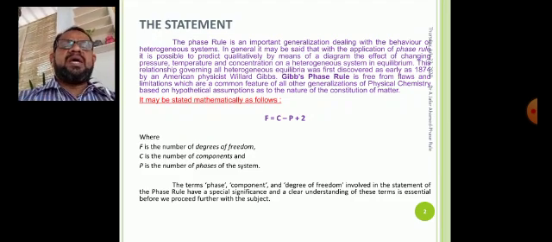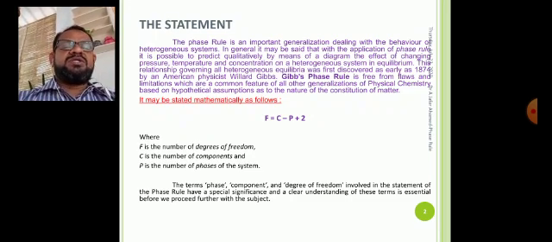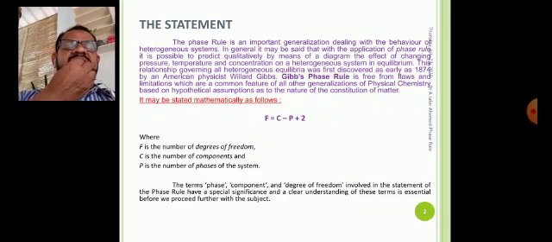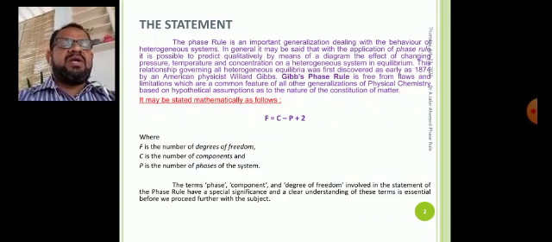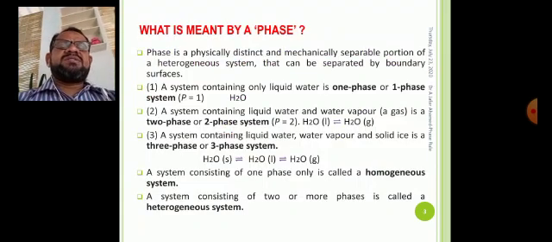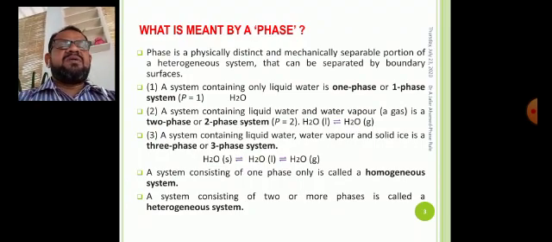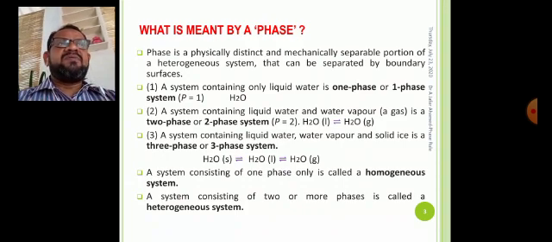Before entering into the actual part of the study, we are going to have an outline, or a good knowledge, of the various terms involved in it, that is phase, component, and degrees of freedom. So what is meant by a phase? Phase can be defined like this: a phase is a physically distinct and mechanically separable portion of a heterogeneous system, which can be separated by boundary surfaces.